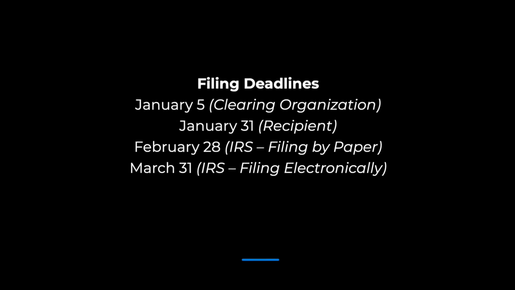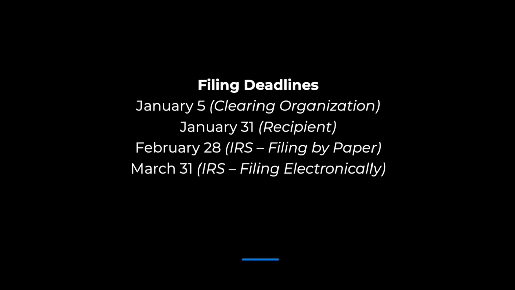Deadlines are important to know, so let's go over those. The deadline to file Form 1099 CAP with the IRS is February 28th of the following year, or March 31st if e-filing. The filer must give copy B to the shareholder on or before January 31st. If the corporation is filing for a clearing organization, they must give copy B to the clearing organization by January 5th. It's important to file within the appropriate timeline, as penalties can be quite expensive at the cost of $500 per day. Let's quickly go over the steps to filing.